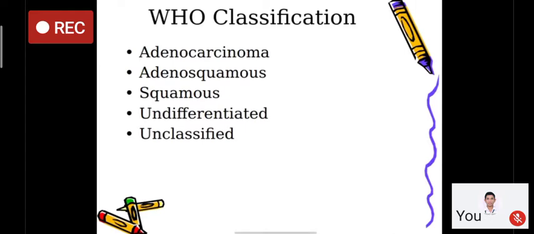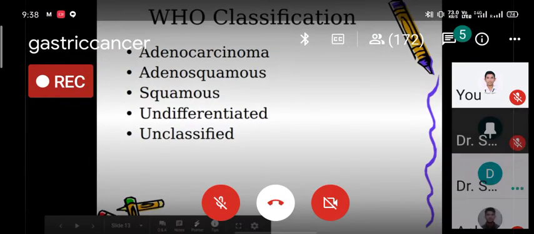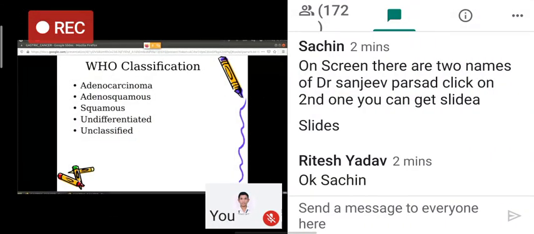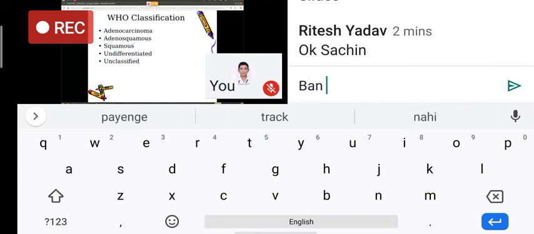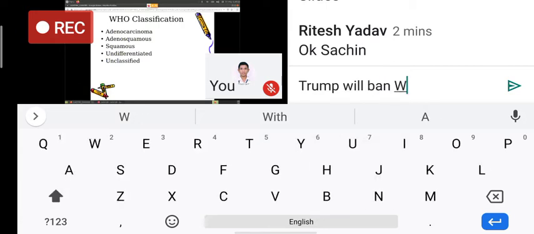Now WHO has also classified this disease. They have classified it into adenocarcinoma, which we know is the common malignancy in stomach. Then they say it can be adenosquamous, squamous, undifferentiated, or unclassified. Now these types will be towards the intestinal type of malignancy, whereas these types here will be towards the diffuse type of malignancy.